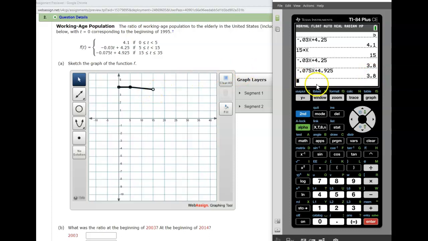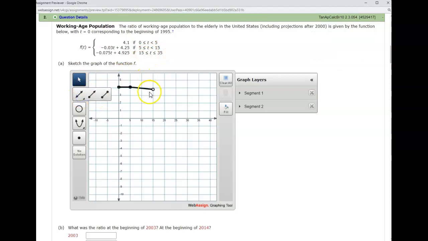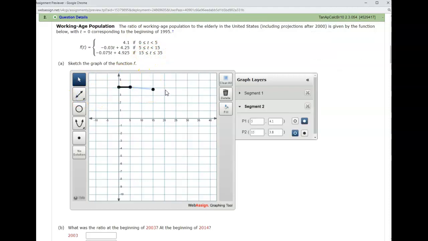No, it's going to start at 3.8, so I still need to put in 35, the last one. So 35 stores to x, enter. And then it's second entry to get back up to my equation, hit enter. I have 2.3. So I need 15, 3.8, and 35, 2.3. 35 is up here, 2.3 is about here, so I get it pretty close.